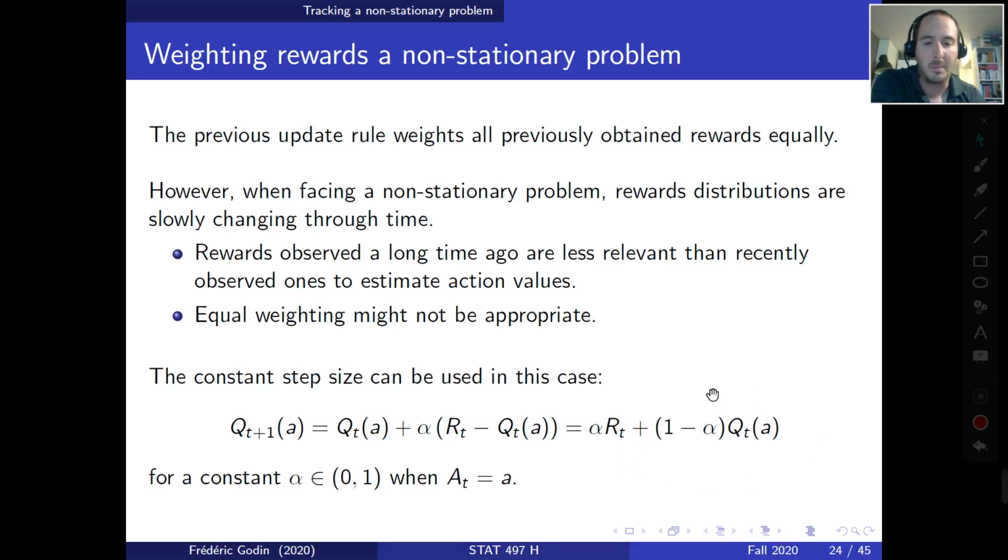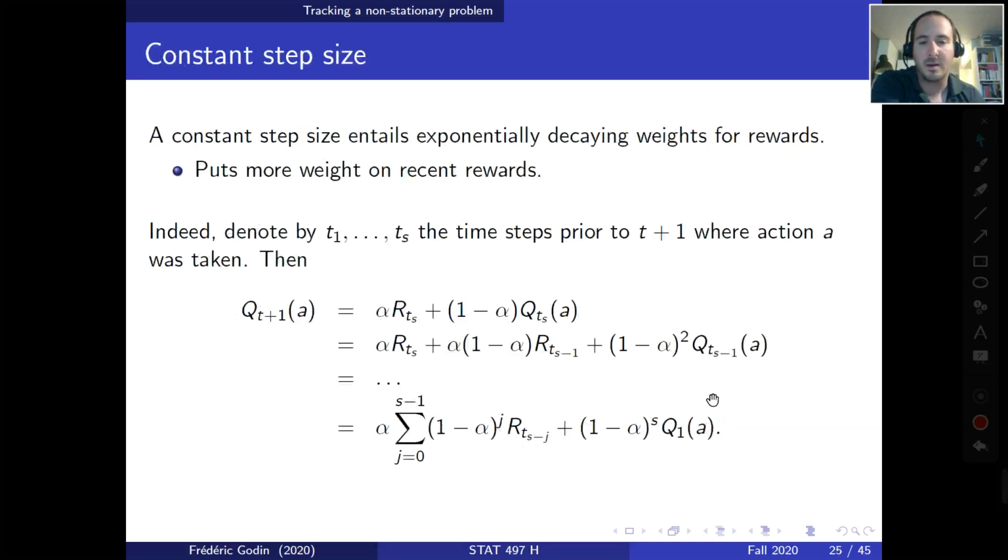Okay, so we can apply this rule in the following way. We can consider it many times. So here, Qt+1(a). Before looking at the formula, just some quick definitions. We're going to assume that t1 until ts are the time steps prior to t+1 where action A was taken. So we will only consider steps where action A was taken. So Qt+1(a) is the estimated expected reward after t plays.